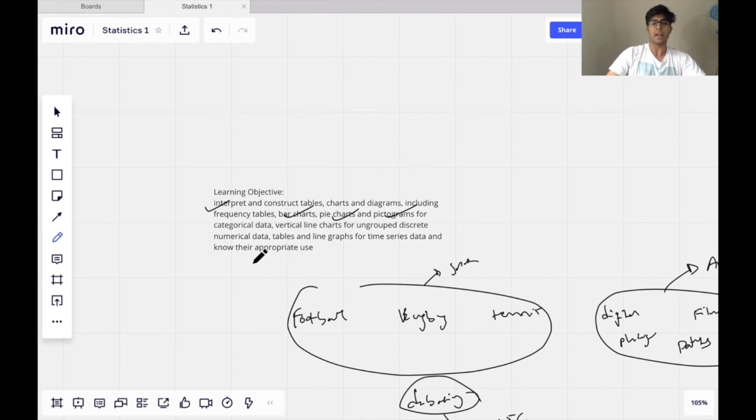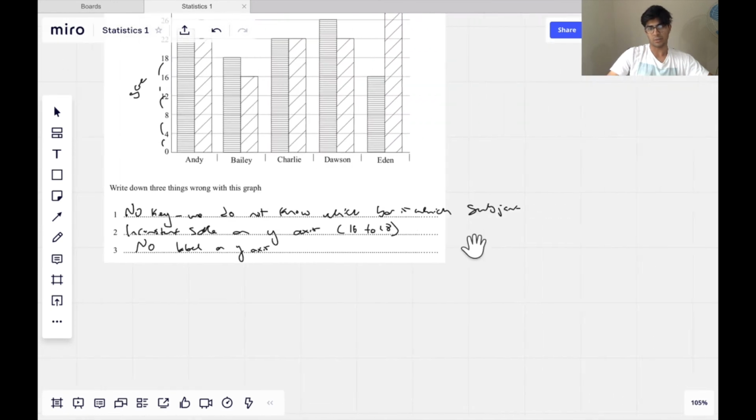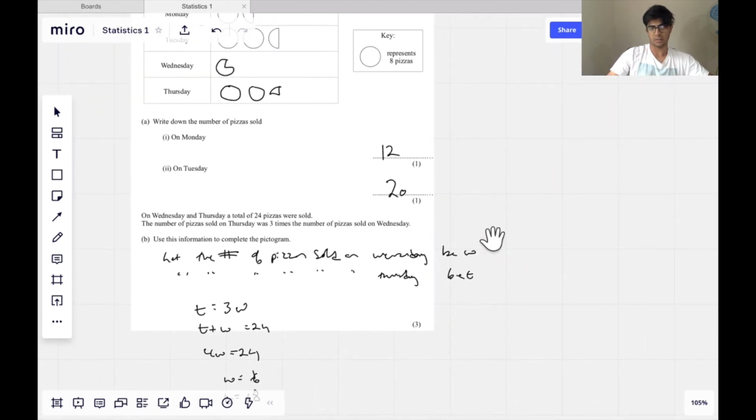If they want you to draw something, they'll tell you which one to use. They wouldn't just say, do whatever you think is appropriate. They'll say bar chart, pie chart, pictogram. And now we're talking about vertical line charts. Vertical line charts are actually very similar to bar charts, and you'll see why in a second.